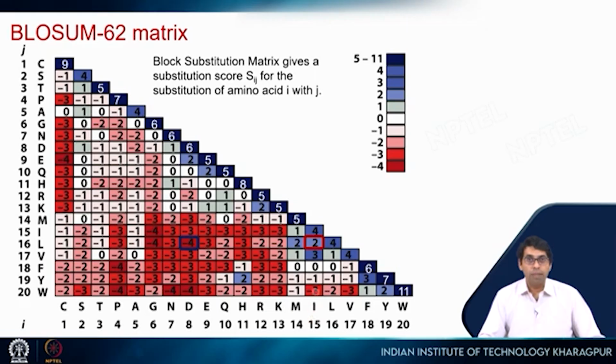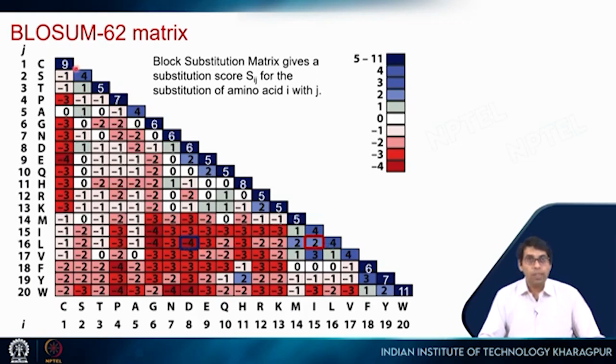Okay. So I have marked some of them here. So for example, isoleucine with leucine, and leucine with glutamic acid, aspartic acid. So this is negative, this is positive. So you can explain to yourself why this is negative and why this is positive.